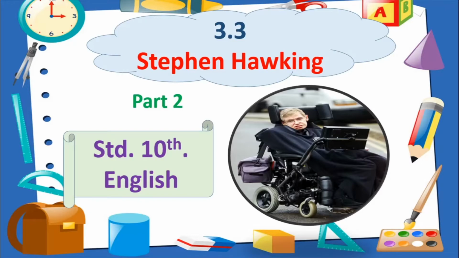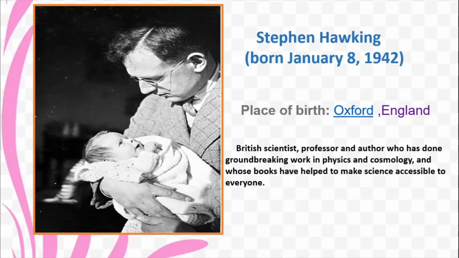Now, before going to part 2 and before looking at certain grammar points which are there in the lesson, we will quickly recap and look back at what we have learnt in part 1 of this video. So we talked about Stephen Hawking, who was born on the 8th of January 1942 at a place called Oxford in England. He went on to become a British scientist, a professor, an author who has done some groundbreaking work in physics and cosmology, and also whose books have helped to make science accessible to common people like you and me. So this is what we learned about Stephen Hawking as he was in the beginning of his life, and also the achievements that he could make in his life towards the end of it.